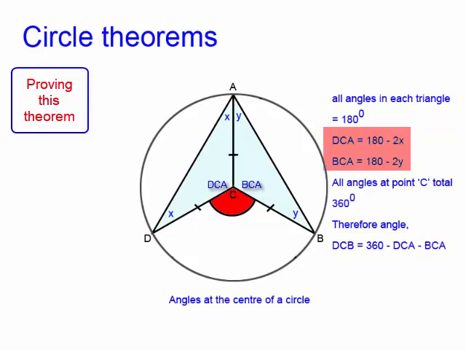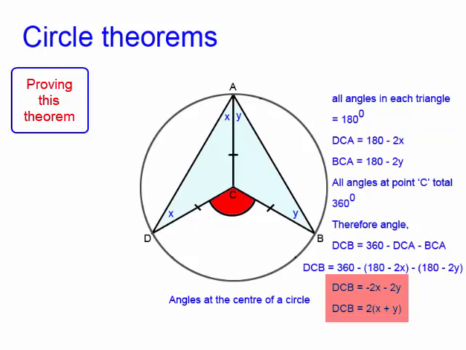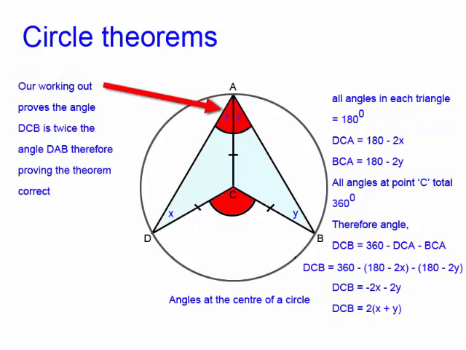So by substituting the values we have already found for angles DCA and BCA, we can write this as angle DCB equals 360 minus (180 minus 2x) minus (180 minus 2y). If we simplify this further, this becomes angle DCB equals 2x plus 2y. Or angle DCB equals 2 upon x plus y, which is the same as saying angle DCB is equivalent to twice the angle DAB, therefore proving the theorem.